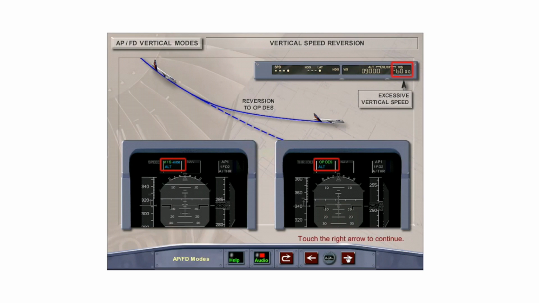However, the vertical speed mode has priority over the speed mode, and if the selected vertical speed or flight path angle is too high, the aircraft will accelerate or decelerate until a speed is reached where the vertical speed or flight path angle mode reverts to an open climb or open descent mode. The reversion from vertical speed to open descent is depicted here.